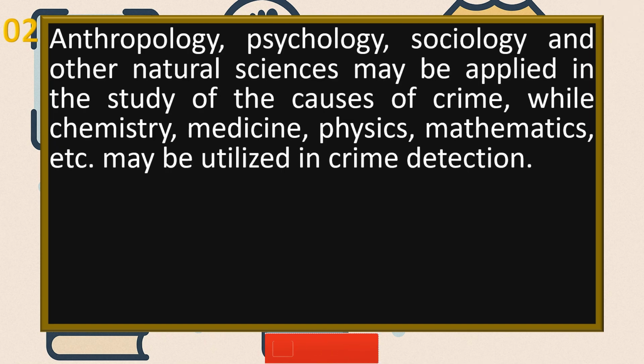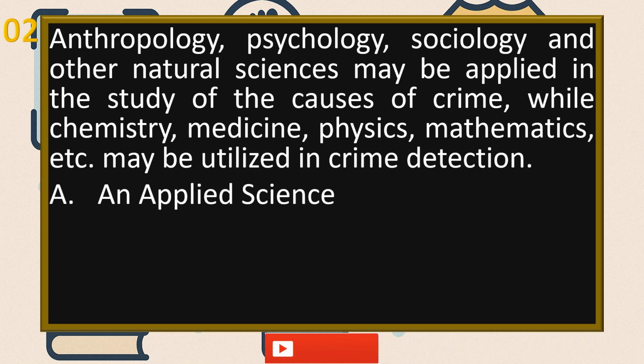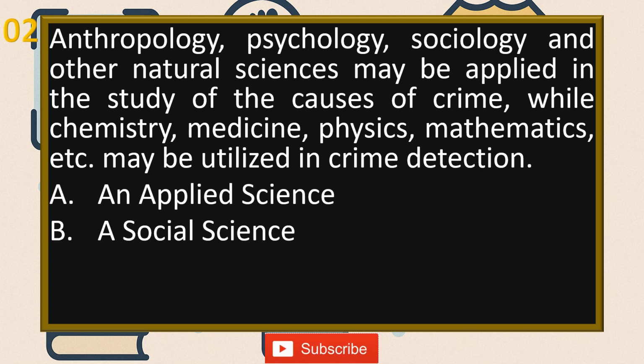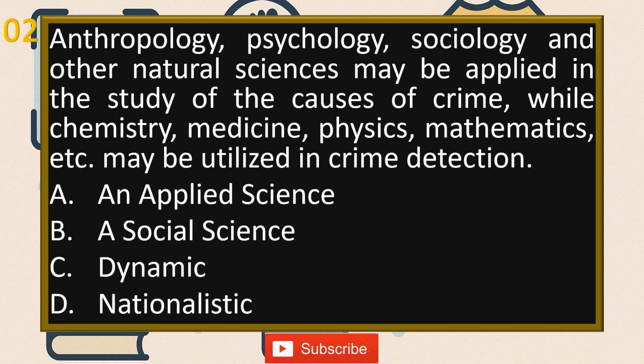Anthropology, psychology, sociology, and other natural sciences may be applied in the study of the causes of crime, while chemistry, medicine, physics, mathematics, etc. may be utilized in crime detection. A. An applied science. B. A social science. C. Dynamic. D. Nationalistic.